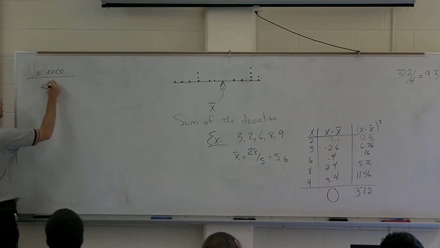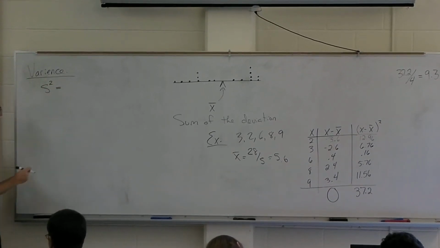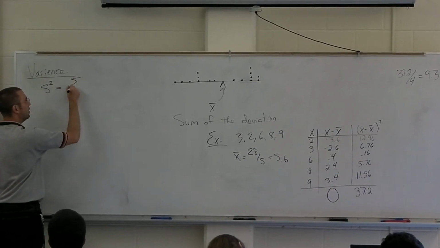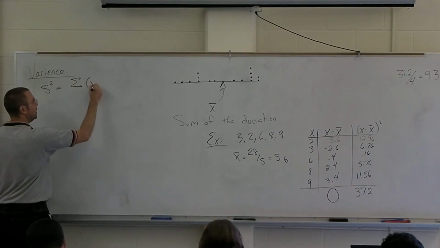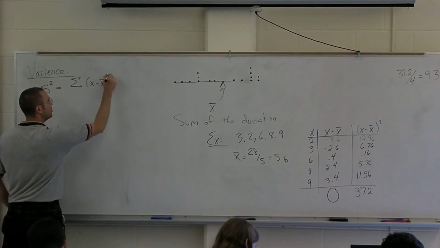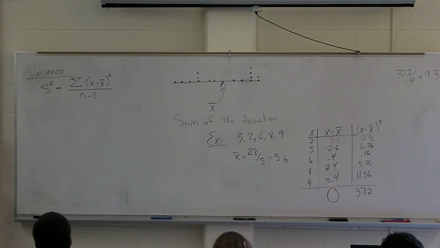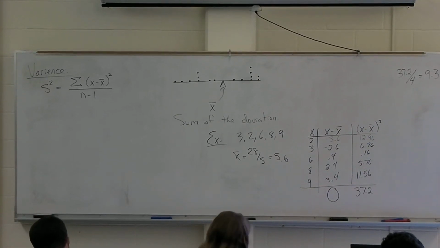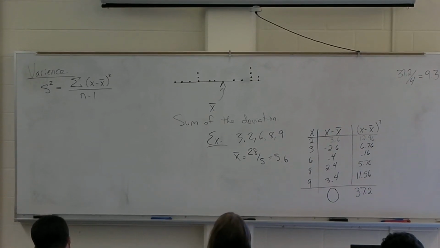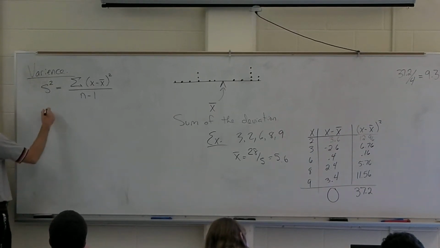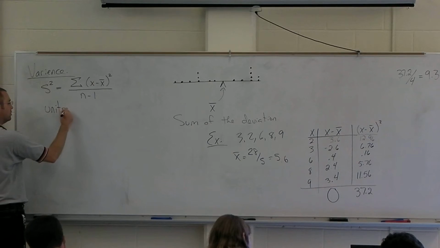Notationally, there is a formula for it. It's called S squared, and the formula for it is I add up all of my deviations squared, and I divide by 1 less than the number of data values I have. This term, the variance, again, is just talking about the average squared distance any of my data values are from the mean. Units here are trouble.